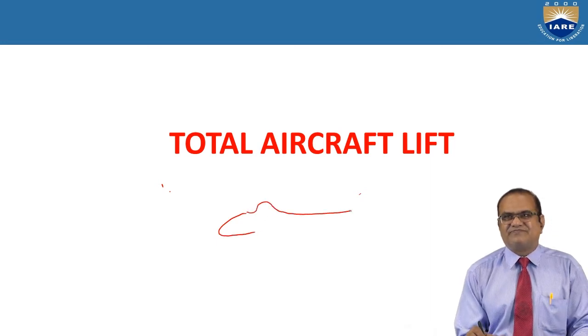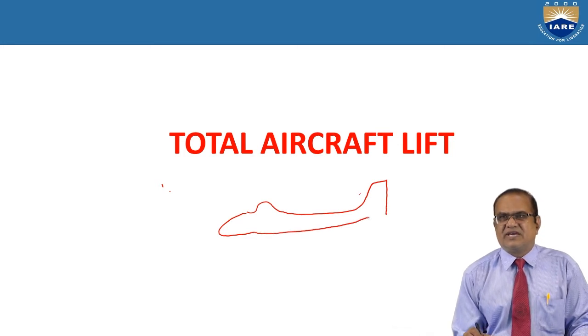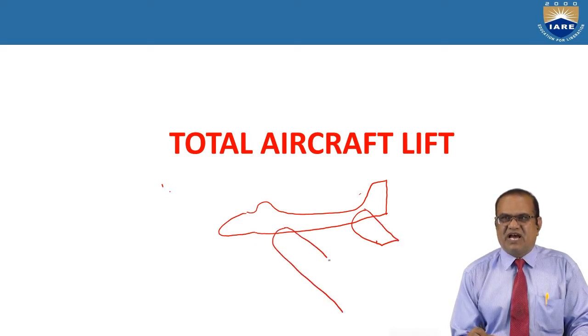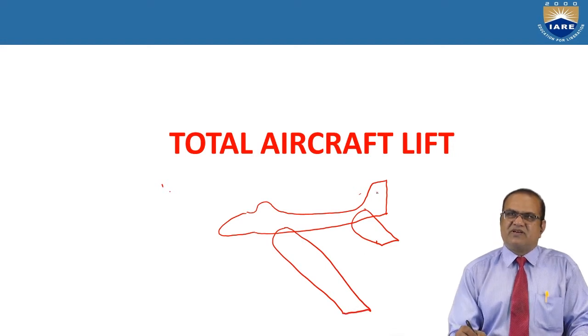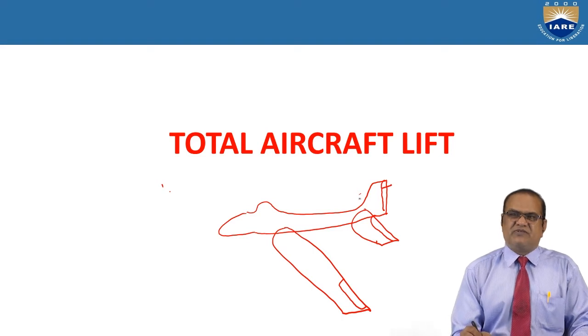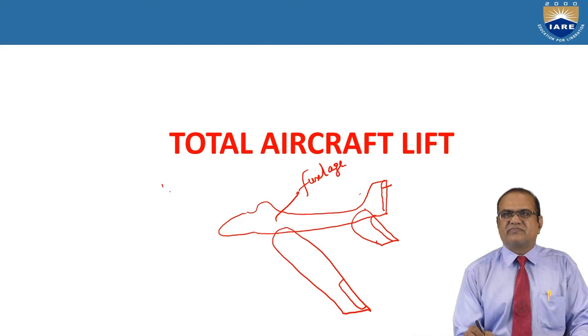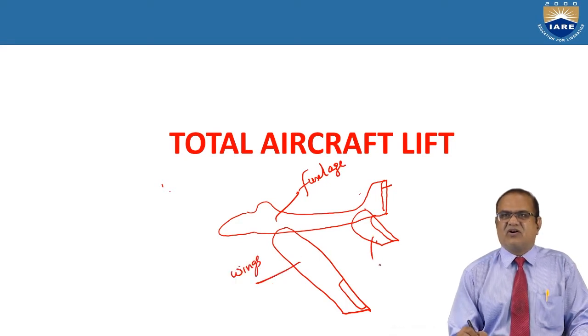This is the aircraft. This is the horizontal tail. These are the wings. I am drawing one side only. And here is the elevator. These are the ailerons. Okay, so here, if you see, this is the fuselage. These are the wings. This is the horizontal tail.